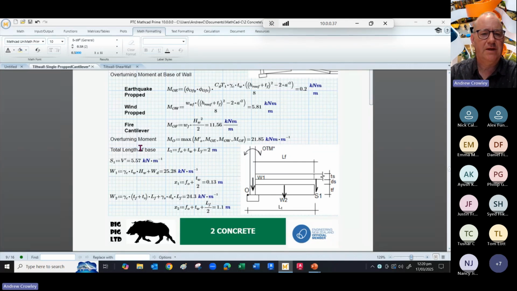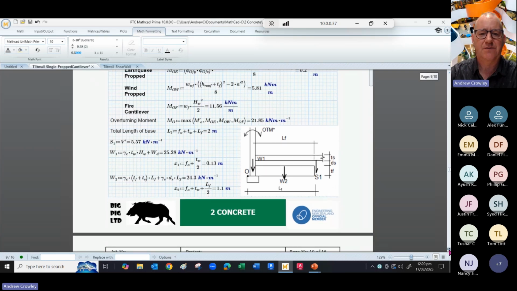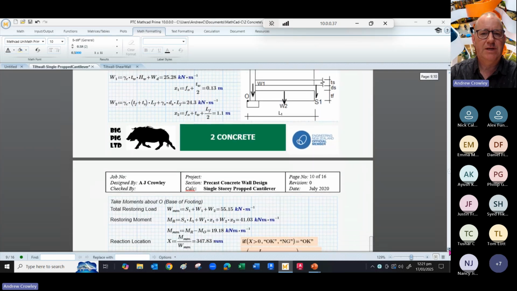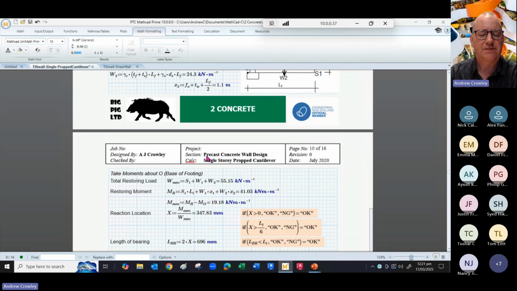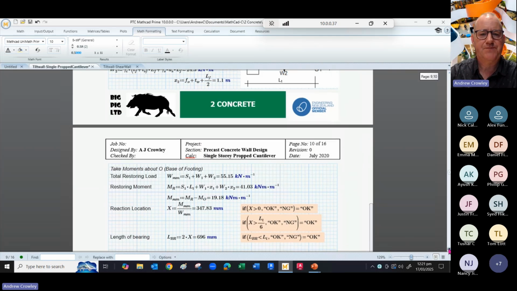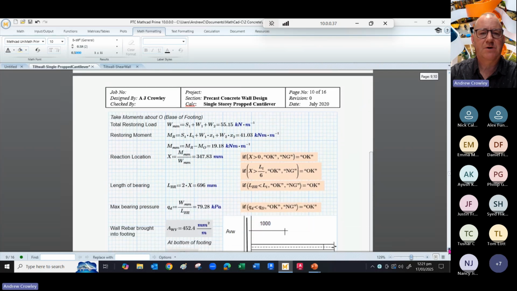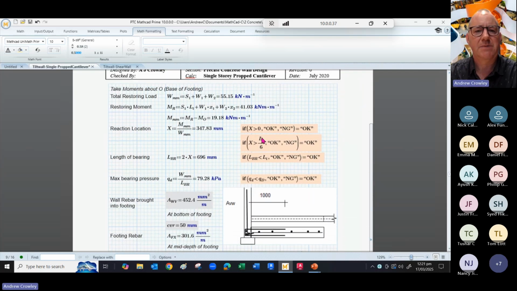From there, we can calculate the weight of the footing and the weight of the wall as counterbalances to the overturning moment. So we need to take moments about the base of the footing, that's 0.0, and we find the restoring load. Our restoring moments are calculated simply by the weights multiplied by the lever arms, and we get a maximum restoring moment of 19 kilonewton meters per meter.